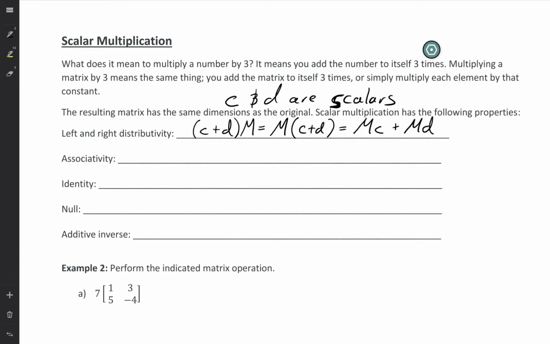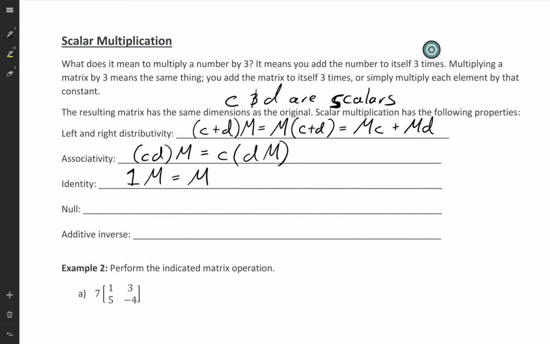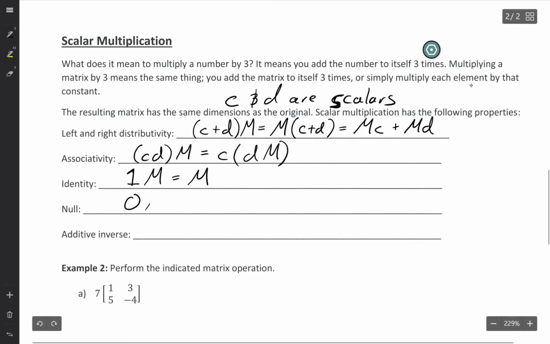The associativity property is that C times D times M is equal to C times the quantity D times M. The identity property means that you can multiply a matrix by a scalar of a certain type and get the same thing. That scalar is 1, so 1M is equal to M. The null property means that 0 times M is equal to 0. And then the additive inverse: if you do negative 1 times M, you get negative M.